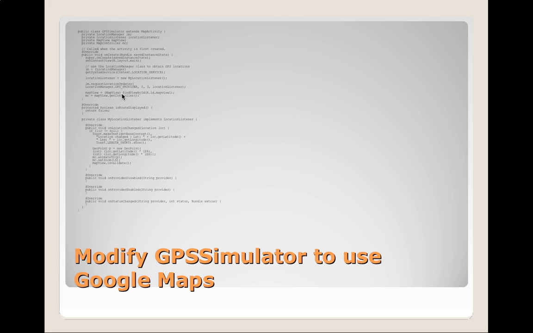This is the new line of code. It's the map view that equals the map view, findViewById in the R.java resource file, essentially. Create a local reference to this map view, and the map view is up here. It's a private map view.